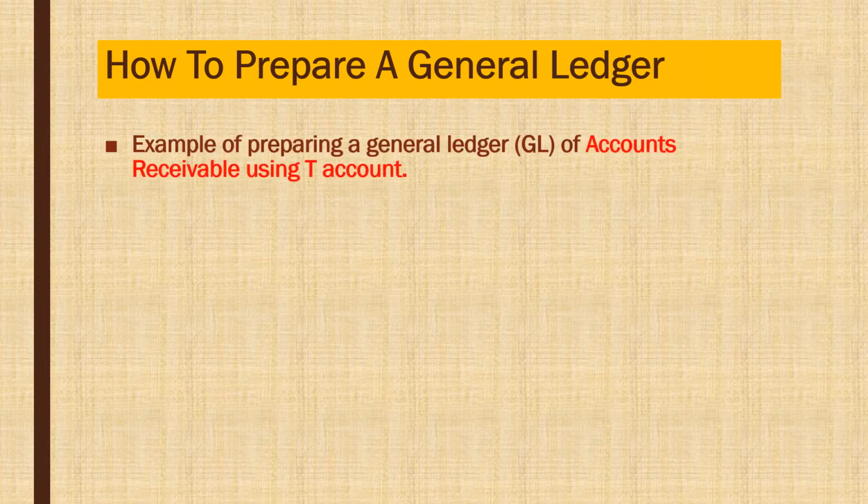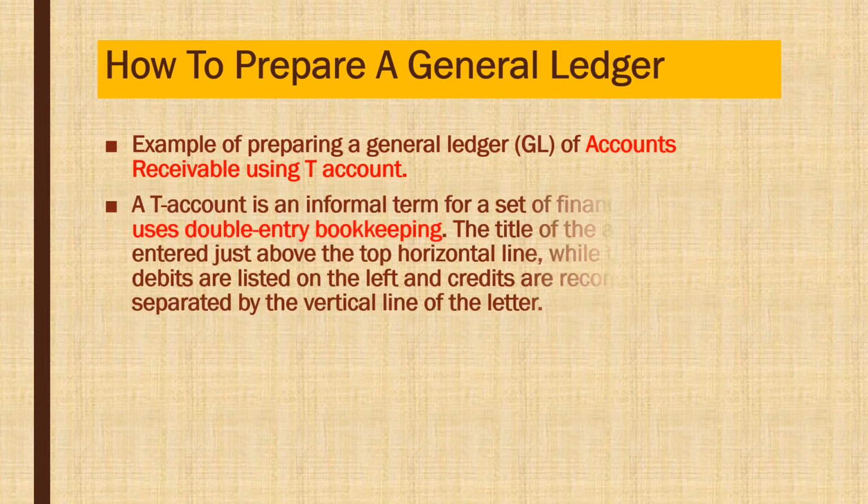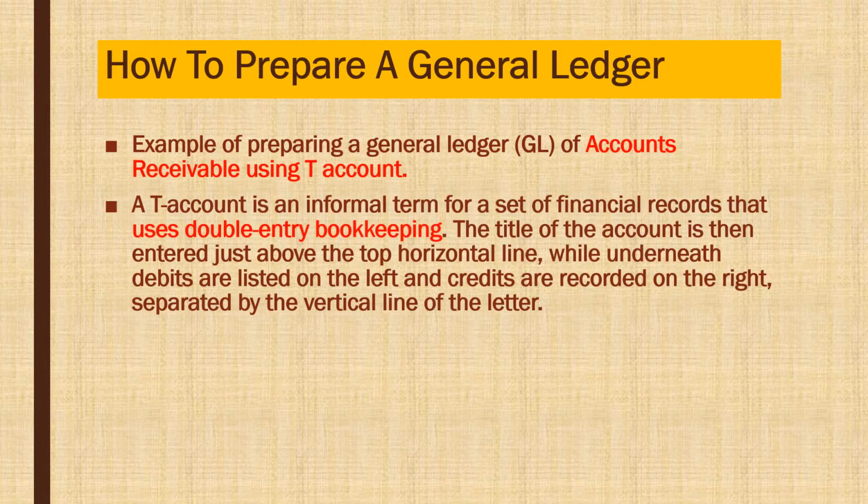How to prepare a general ledger? I will show the steps of preparing a general ledger by taking an example of accounts receivable using T accounts. A T account is an informal term for a set of financial records that uses double entry bookkeeping. The title of the account is entered just above the top horizontal line, while underneath, debits are listed on the left and credits are recorded on the right, separated by the vertical line of the T.